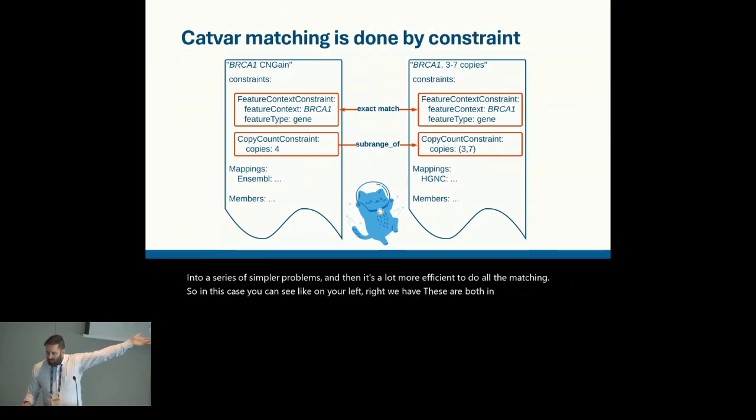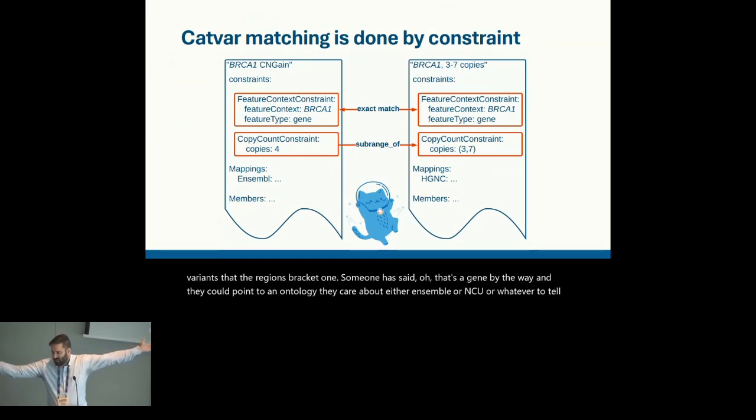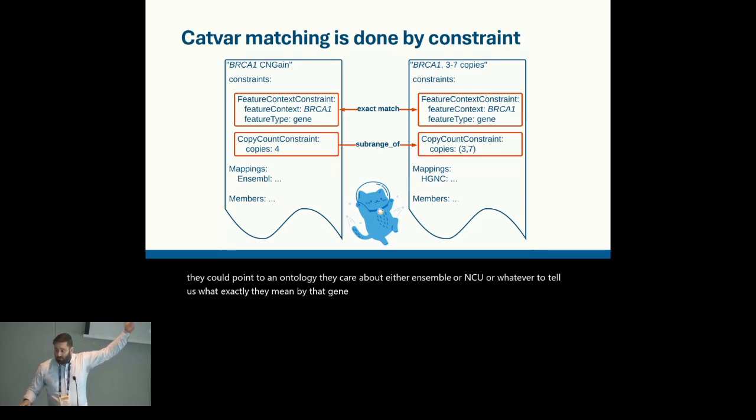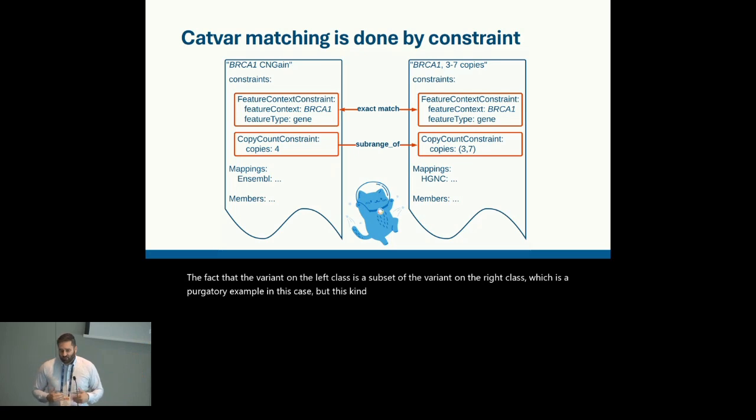So in this case, you can see on your left, we have, these are both in the BRCA1 variants, the region BRCA1. Someone has said, oh, that's a gene, by the way, and they could point to an ontology they care about, either Ensembl or HGNC or whatever, to tell us what exactly they mean by that gene, right? And in this case, both of those are identical. So we know we have a match in the location dimension. The one on the left, we're talking about something with exactly 4 copies in the genome for some reason. On the other case, we have a range of 3 to 7. So we can now make an inference that the variant class on the left is a subset of the variant class on the right, which is a predictable example in this case, but this kind of matching and search is something that you just couldn't do before programmatically, which was awesome.